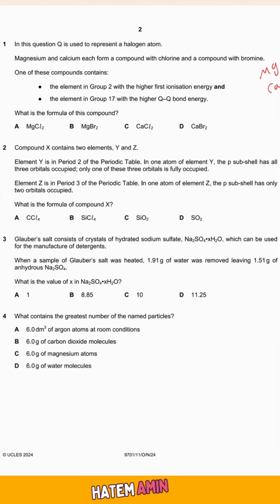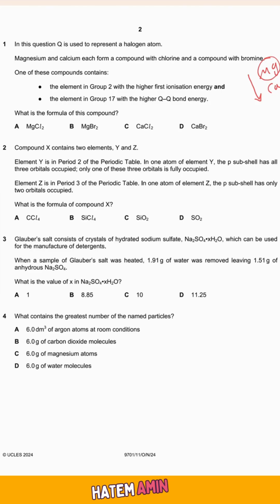The element in group 2 with the higher first ionization energy. Okay, so in group 2 the first ionization energy decreases from up to down. So magnesium here has higher ionization energy. And the second information is saying the element in group 17, which is chlorine or bromine, with higher bond energy.